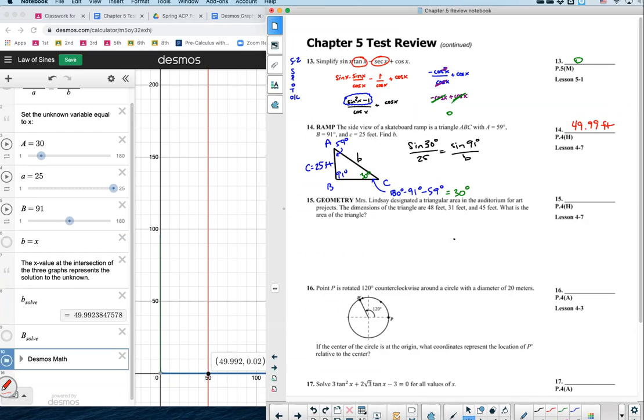49.99 feet. And that's how we do that with the law of sines. You could cross multiply and divide if you're using algebra. Cross multiply, butterfly technique. Cross multiply and then divide.